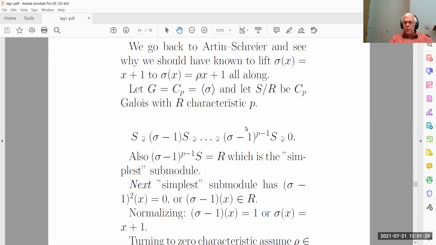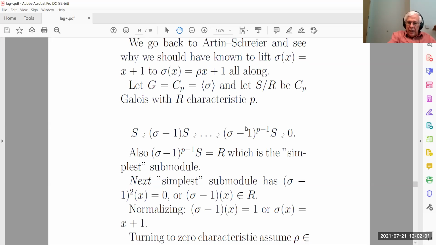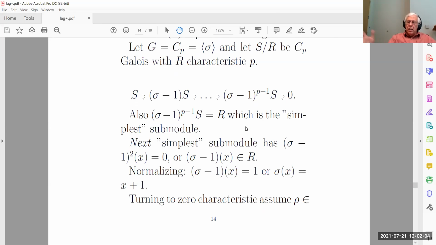And that's because sigma minus 1 to the p minus 1 is really just the trace. And so that is, in some sense, the simplest submodule of S as an RG module. And that's not good enough because it's too simple. It has trivial action. So the next simplest submodule is the next one up in the series, which satisfies sigma minus 1 squared of x equals 0, which is the same as sigma minus 1 of x is in R. So we normalize sigma minus 1 of x to be 1, and there we are, the Artin-Schreier relationship, sigma of x equals x plus 1.